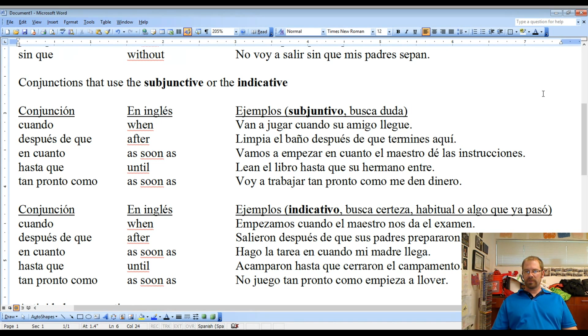And then the last one is voy a trabajar tan pronto como me den dinero. I'm going to work as soon as they give me money. Do I know they're going to give me money? No. So there's doubt there, and that's why the dar is in the subjunctive.